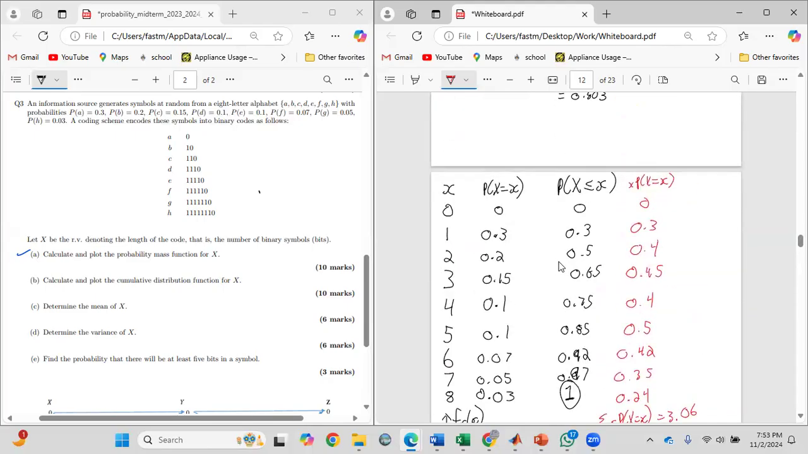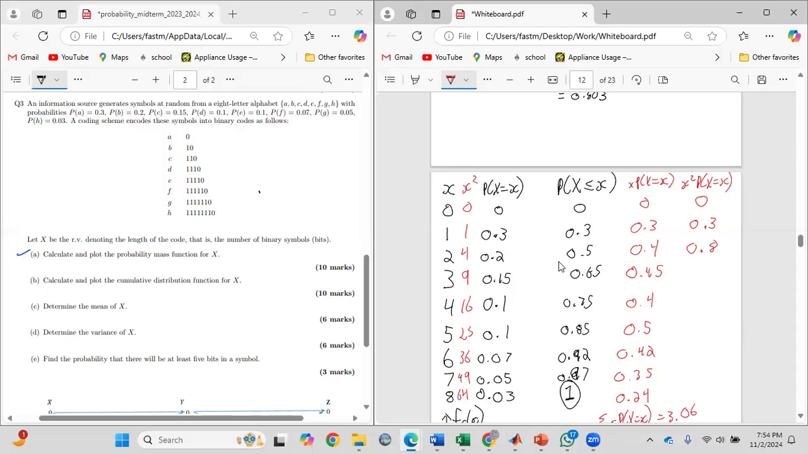So I could just chuck in our x squared column here. So 0 squared is 0, 1 squared is 1, 2 squared is 4, 3 squared is 9, 4 squared is 16, 5 squared is 25, 6 squared is 36, 7 squared is 49, and 8 squared is 64. And then we add in our next column, x squared by the probability x is equal to x. So 1 by 0.3 here is 0.3. Then 4 by 0.2 is 0.8.